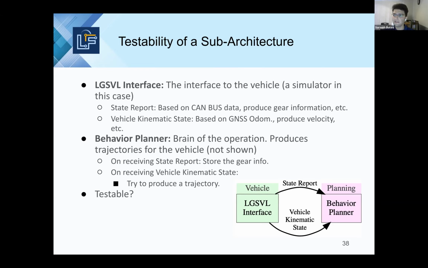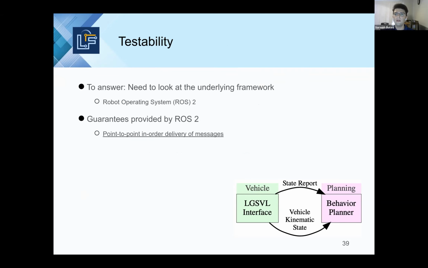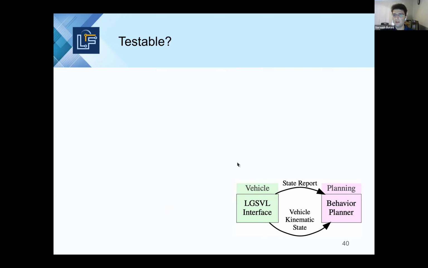Okay, so is this architecture testable? In order to understand the answer to that question, we have to look at the underlying framework, which is in this case Robot Operating System version 2. And what guarantees does ROS actually provide? In this case, it only provides the following guarantee. So you have point-to-point in-order delivery of messages. And you can demonstrate that by running a simple test.